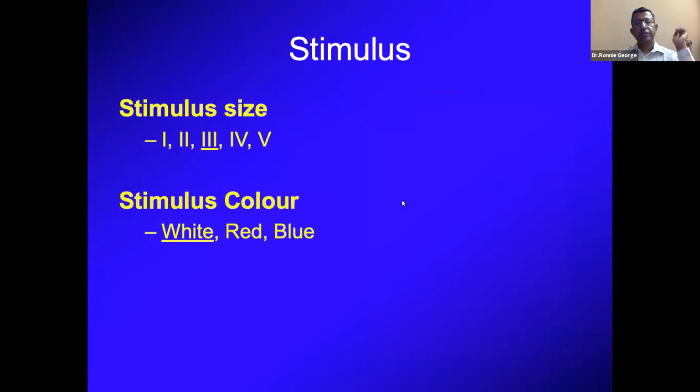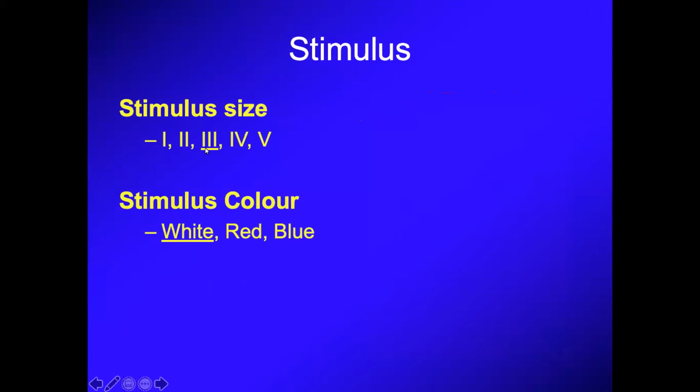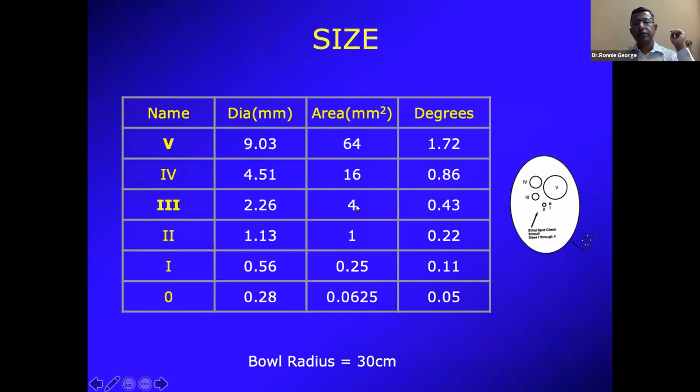In the interest of completion, I'll tell you a little bit about stimulus sizes. There are 5 stimulus sizes, and there are different stimulus colors available on the visual field, depending on the machine that you use. But typically for a standard field, you would use a size 3 target and white stimulus. It's important that you know that the size 3 target is about 4 millimeters squared in area, while a size 5 target is 64 square millimeters in area. So it's a huge difference between a size 3 and a size 5.